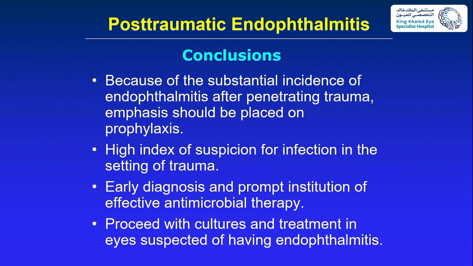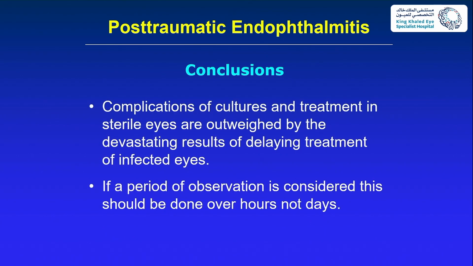I'm going to repeat it again. You repair an open globe injury, next day you find that the patient has inflammation more than expected, you should treat the patient as endophthalmitis. Never attribute it only to trauma. The inflammation might be related to trauma, but if the inflammation is more than expected, you have to treat the patient as endophthalmitis. Early diagnosis and the prompt institution of effective antimicrobial therapy. Proceed with cultures and the treatment in eyes suspected of having endophthalmitis.